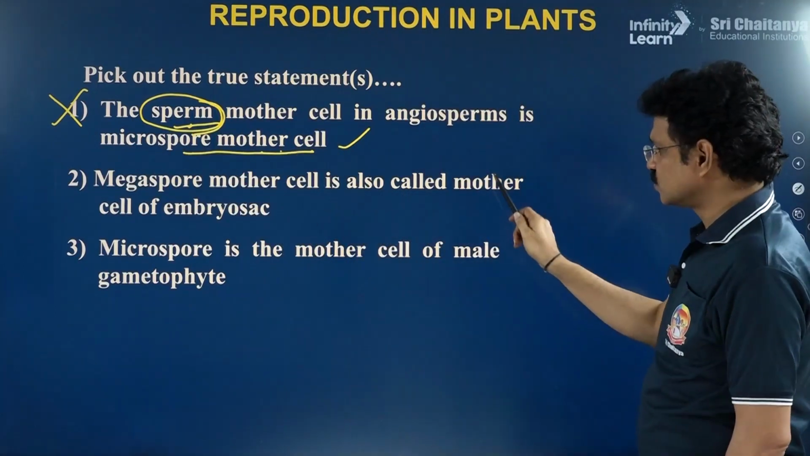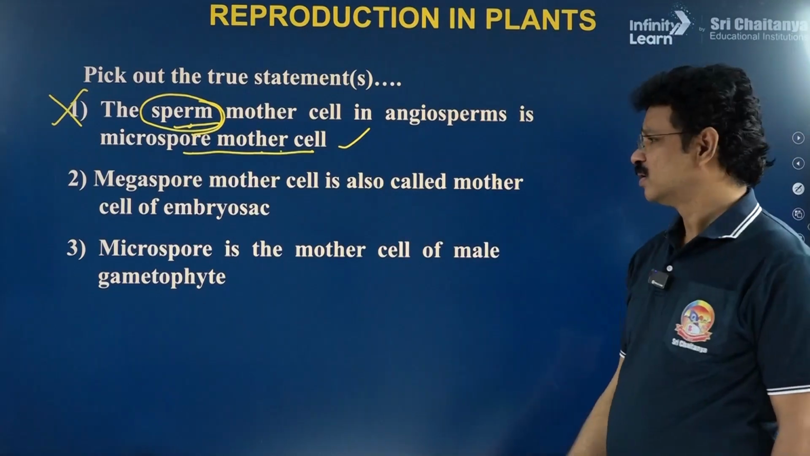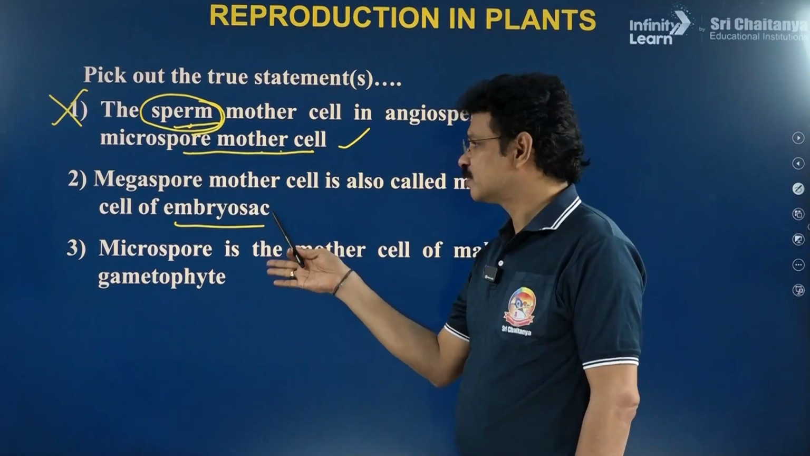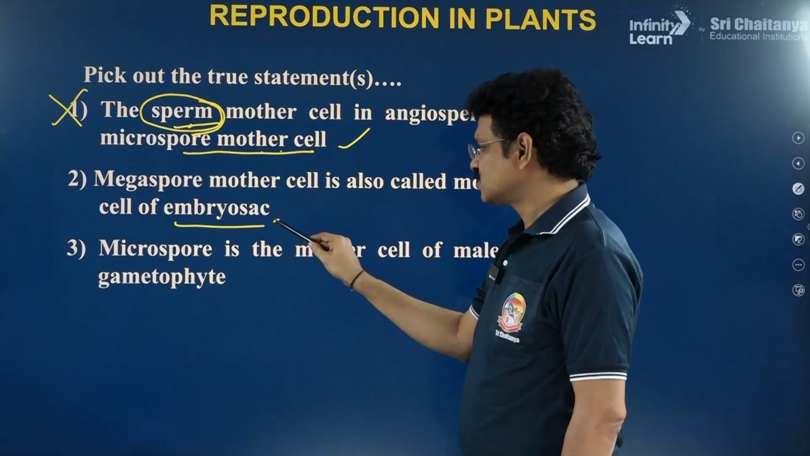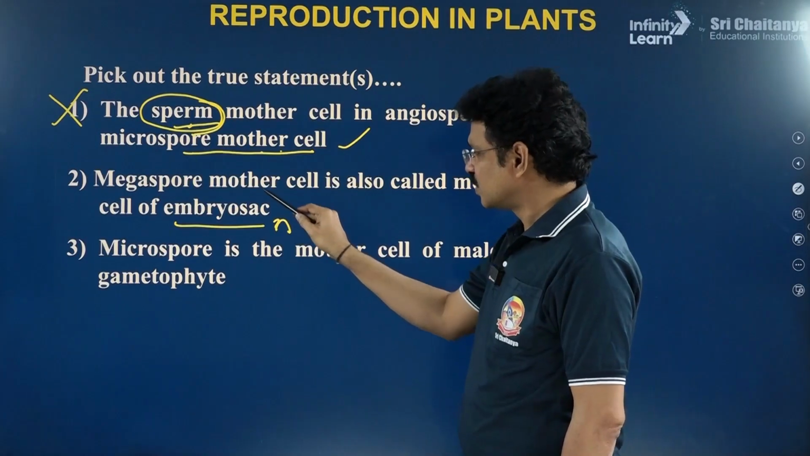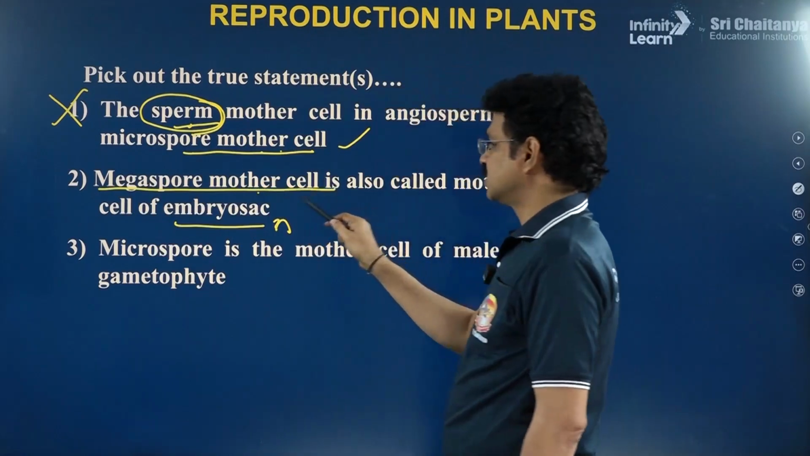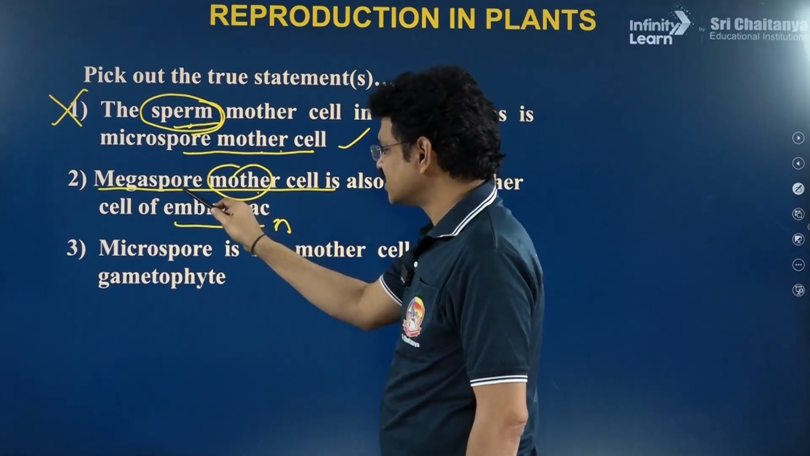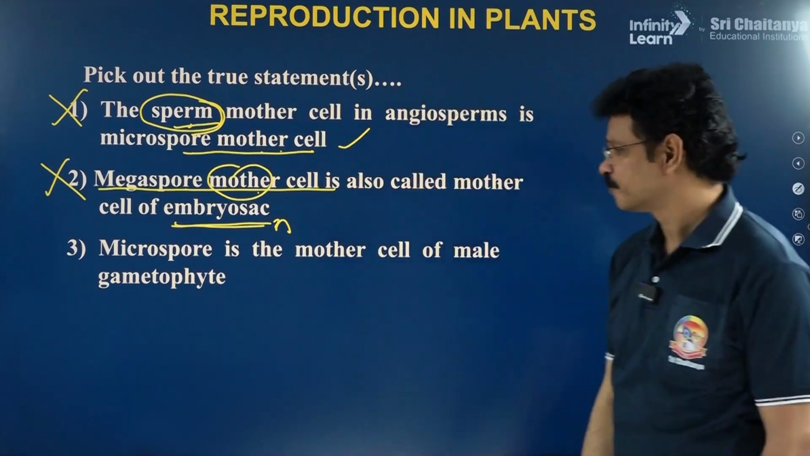Megaspore mother cell is also called as mother cell of embryo sac. Wrong. Embryo sac is the female gametophyte. What is the first cell for the development of female gametophyte? Megaspore, not a megaspore mother cell. Embryo sac is in haploid condition. Mother cell should be in haploid condition, but whereas here, megaspore mother cell is in diploid. So it is not a megaspore mother cell. Only megaspore is the first cell for embryo sac. That's why it is also a wrong statement.